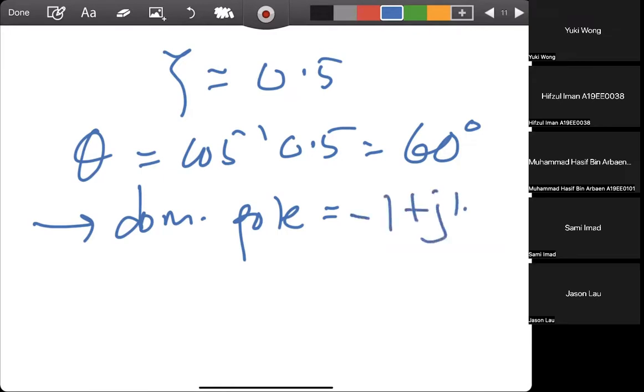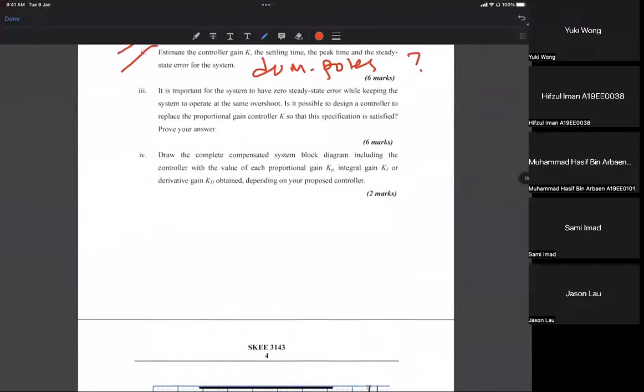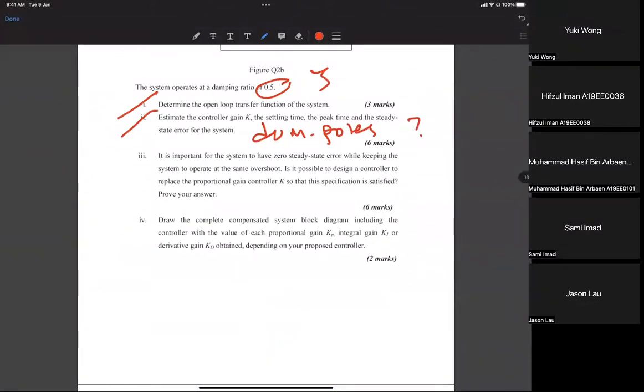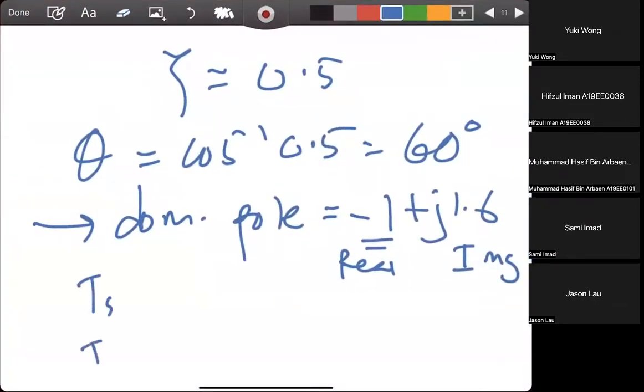Okay, good. The answer scheme is 1.6. If you get J 2.0, no problem. The dominant pole has a real part and an imaginary part. Then you can calculate everything: K, TS, TP, and steady state error. TS is 4 divided by 1, so 4 seconds.